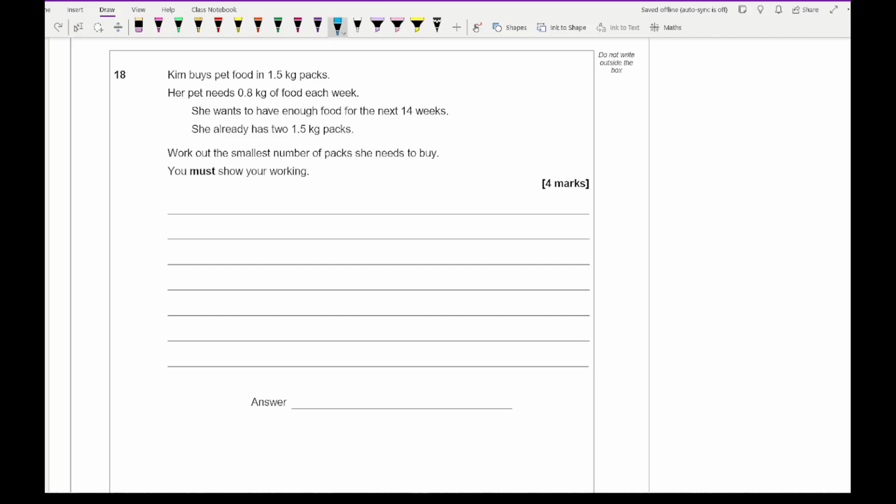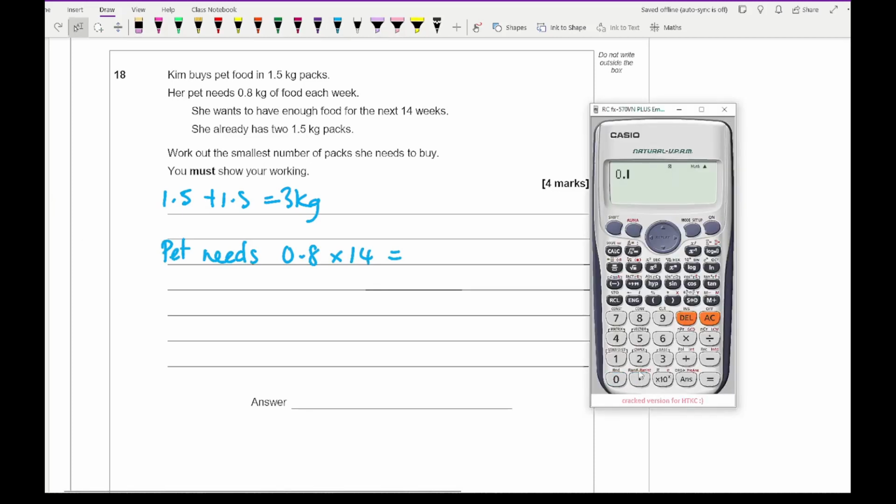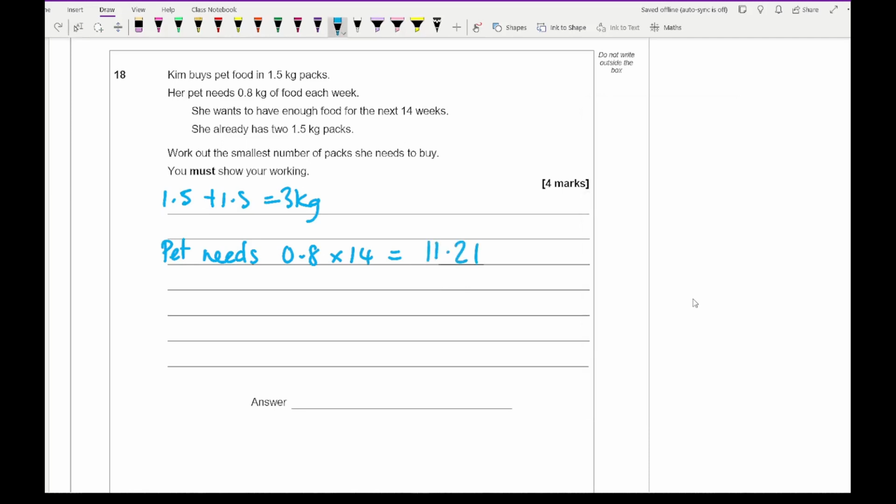So first of all, let's have a look at what she's already got. So we've got 1.5 kilograms plus 1.5 kilograms, which equals 3 kilograms. That's what she's got already. Now, if the pet needs 0.8 times 14, so if I work that out, 0.8 times 14 equals, the pet needs 11.2 kilograms of food.